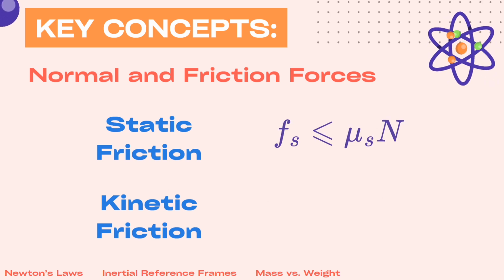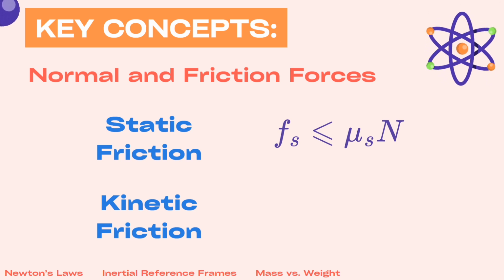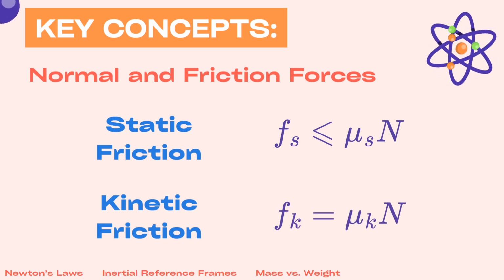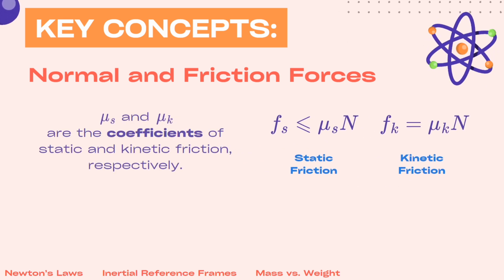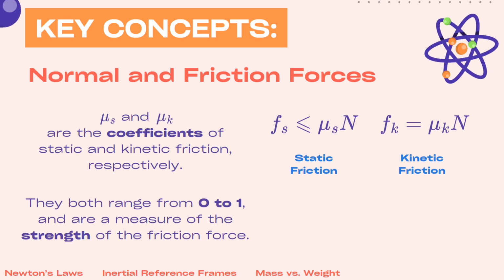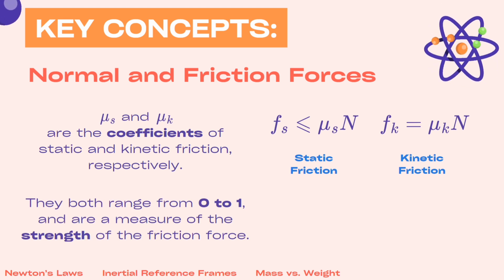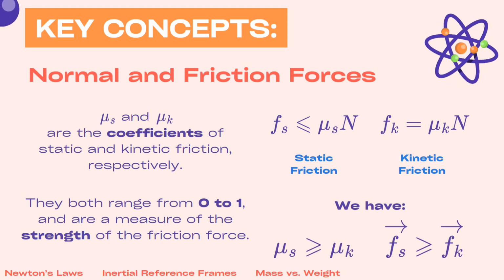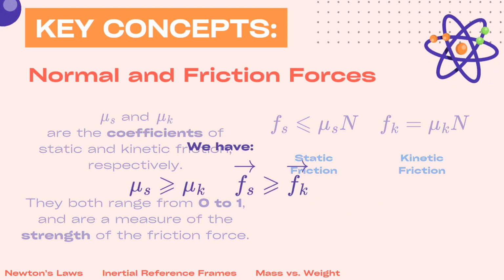Static friction is denoted F_s and it is less than or equal to its maximum value, mu_s N. Meanwhile, kinetic friction is F_k and is equal to mu_k N. Mu_s and mu_k are the coefficients of static and kinetic friction respectively. They both range from 0 to 1 and are a measure of the strength of the friction force. Also, we have that mu_s is greater than or equal to mu_k, so that F_s is greater than or equal to F_k.